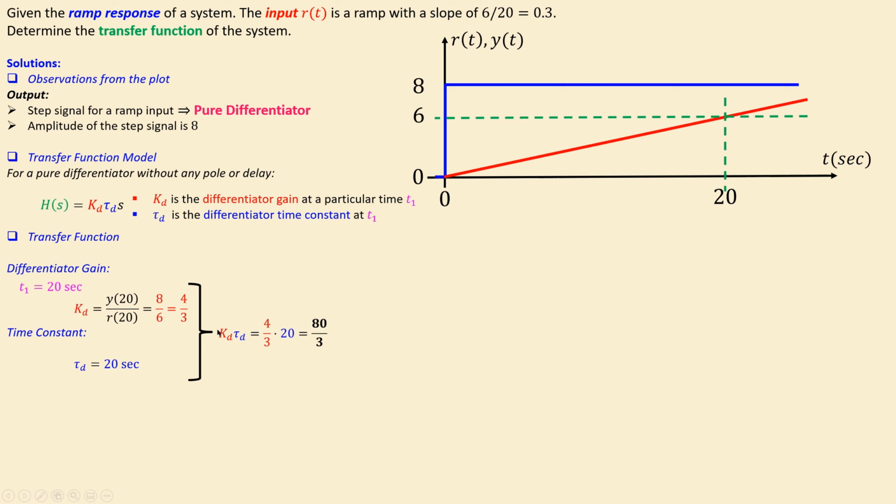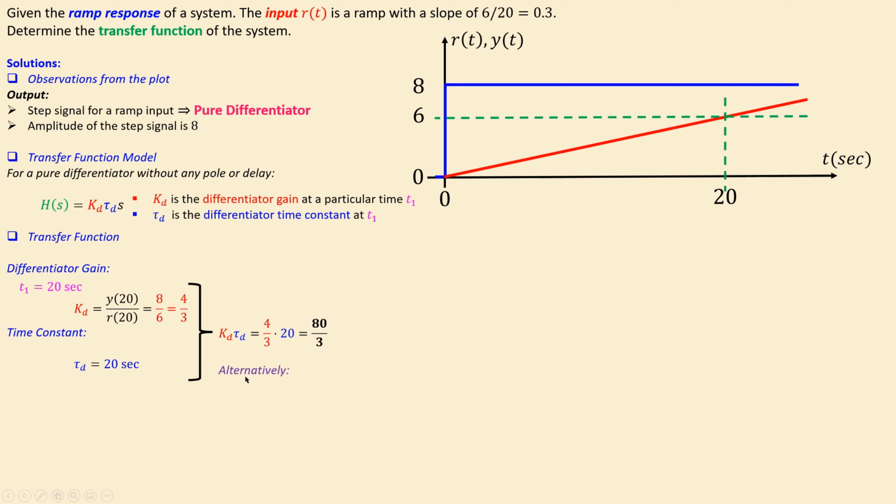This is also valid here, it's also true here. No matter what your time is here, you can also take 10 seconds or 5 seconds or 25 seconds. You will get exactly the same product, Kd times tau d, which is here 4/3 times 20, that will give you 80/3. That is actually what you have here for your product.